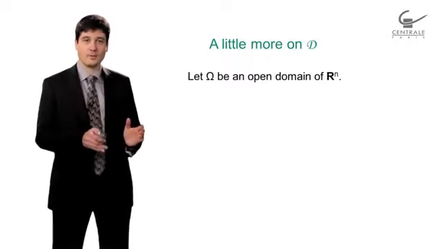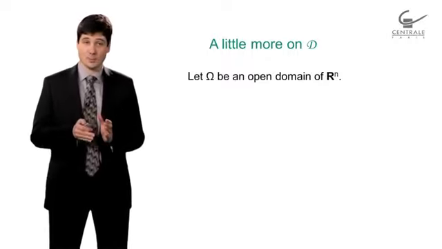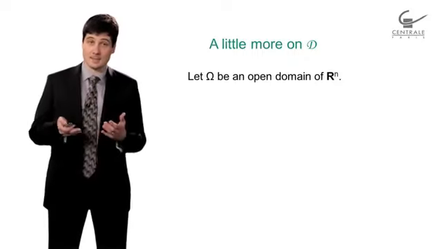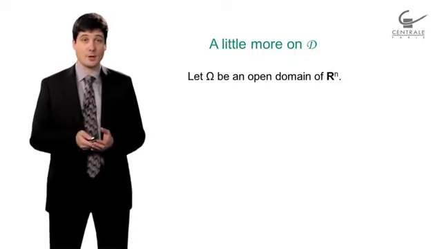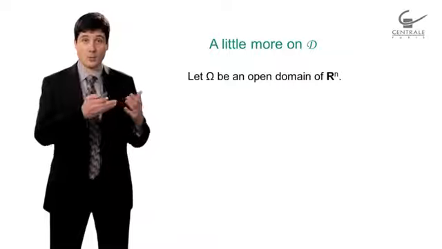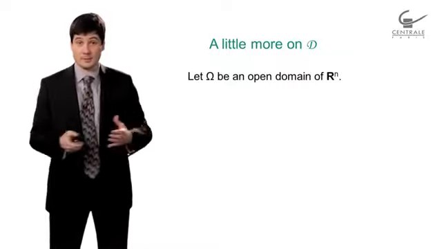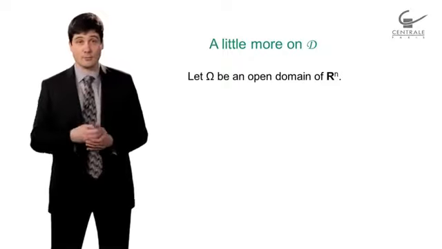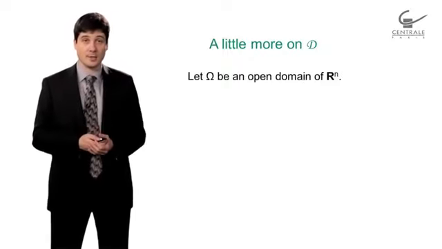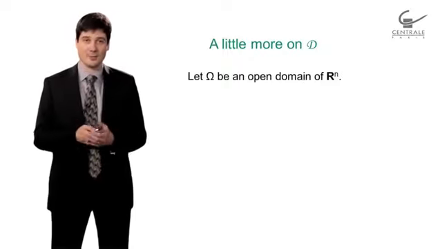So we'll start with an open domain omega, which is part of Rn. N is the dimension of the space Rn. So R1 is the line, R2 is the plane, R3 is the space we live in, and we can of course do R4, R5, or any Rn for any integer n.